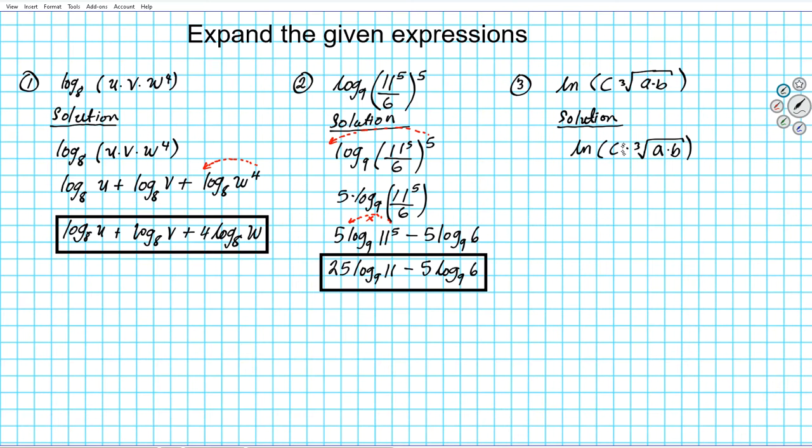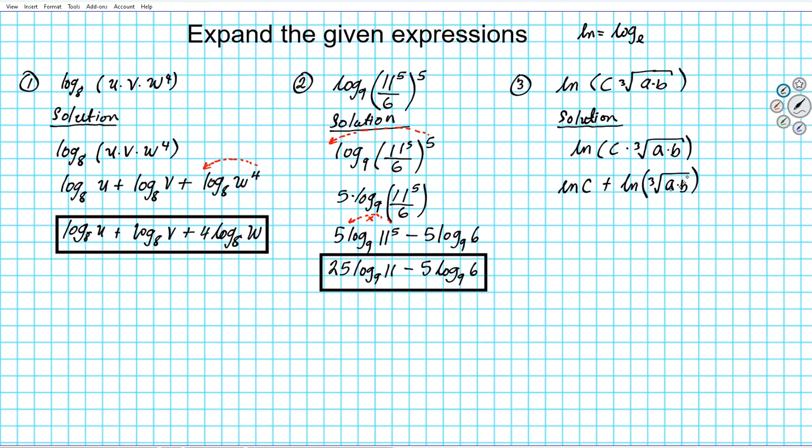All right, so let's do this multiplication first. Just know that ln, natural log, is the same thing as log base e, log base the natural number e. So just keep that in mind. The same principle applies here. The multiplication of numbers in the log world is addition, right? So we can write this as the natural log of c plus the natural log of the third root of a times b.